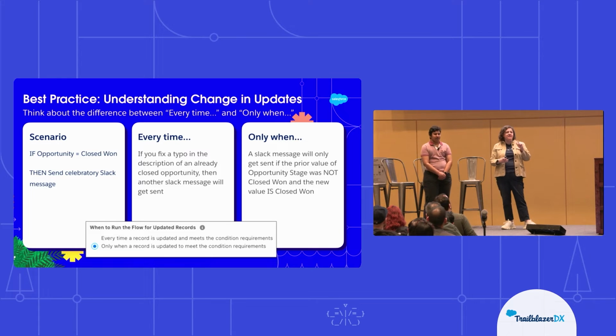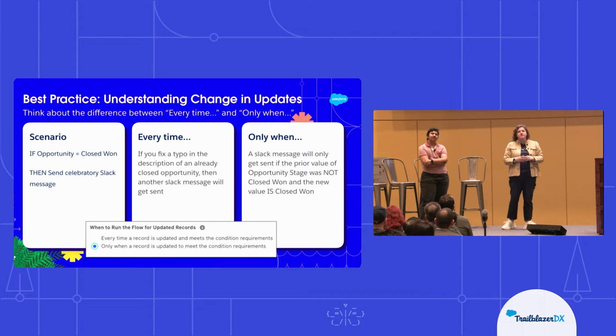That sounds great. Now, if you set that in your entry conditions and you have every time checked, then imagine that opportunity has been closed as won, we send the confetti, and then finance comes along and updates the value, or we fix a contact in there or some detailed information. The system looks at that and says, oh, this record was updated and it still says closed won, so let's send another message to the Slack channel, which means you might get a dozen Slack messages sent to the channel after that opportunity was closed.